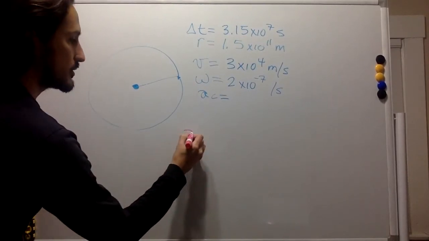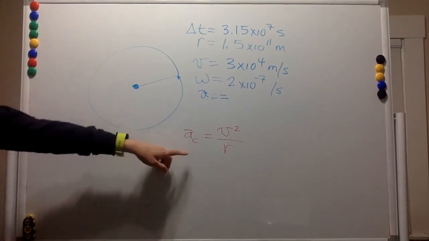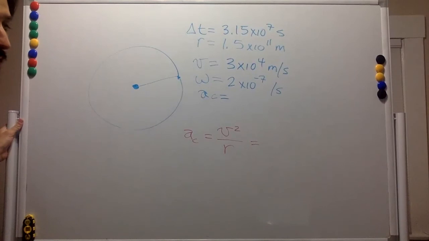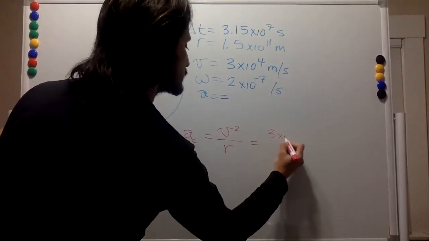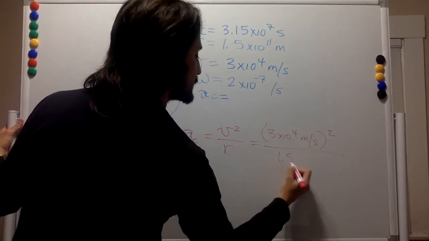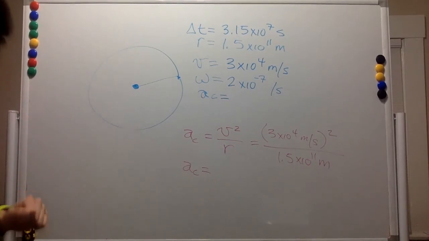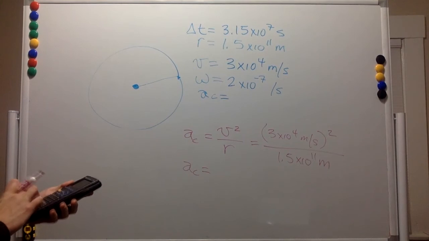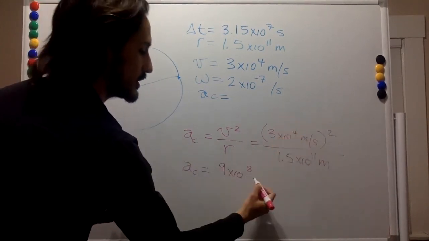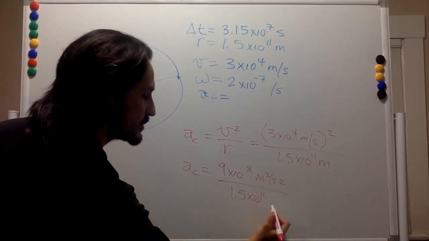Know that the centripetal acceleration is given by the speed squared divided by the radius. We got the speed before and the radius was given. So we can calculate this quantity. So the centripetal acceleration is going to be 9 times 10 to the 8. So we're squaring this quantity. Meter squared divided by second squared, and that is divided by 1.5 times 10 to the 11 meters.